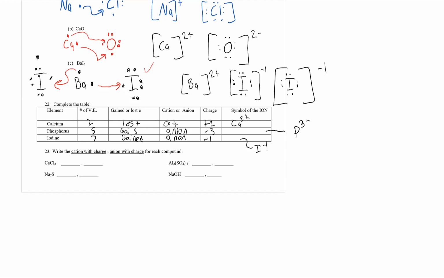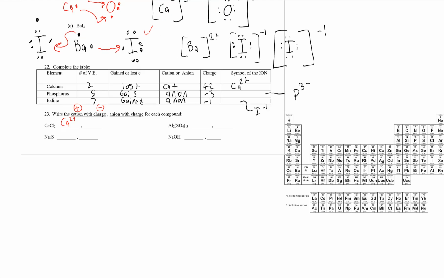Finally, write the cation and the anion with a charge for every compound. So remember, cation, positive, it's first. Anion is negative, it's second. Calcium is 2 plus. Wait a second. Figured it might be better if I pulled this down here. So these are all plus 1. These are all plus 2. These are all plus 3.